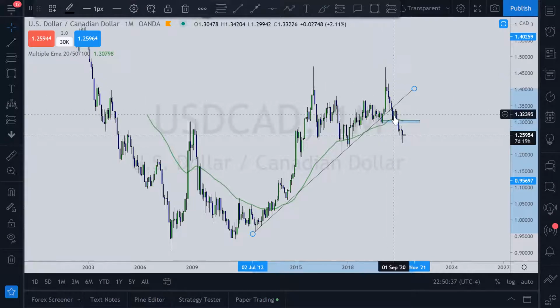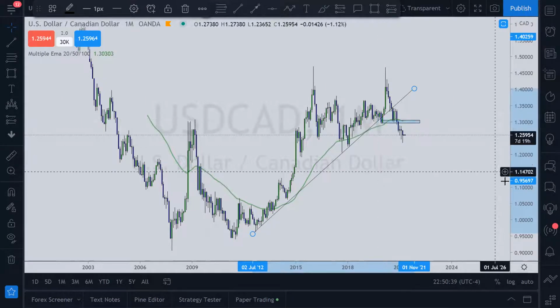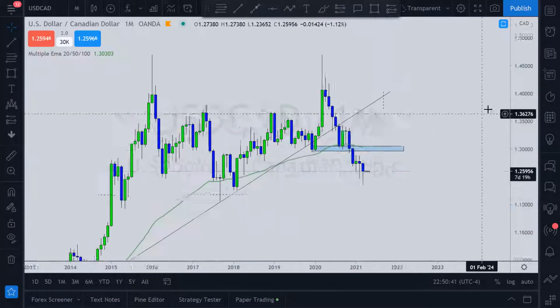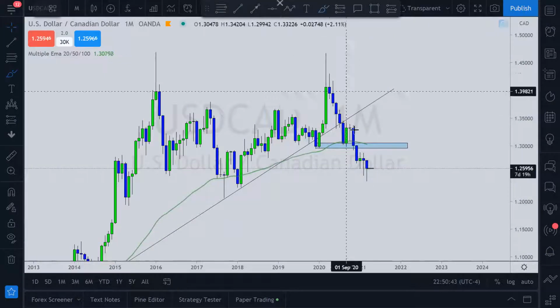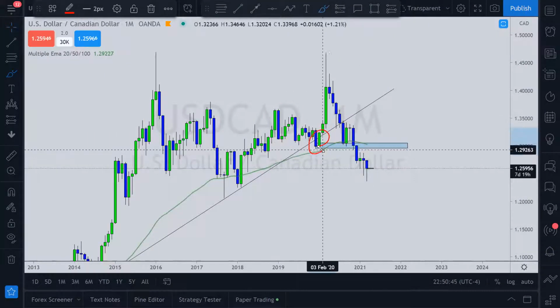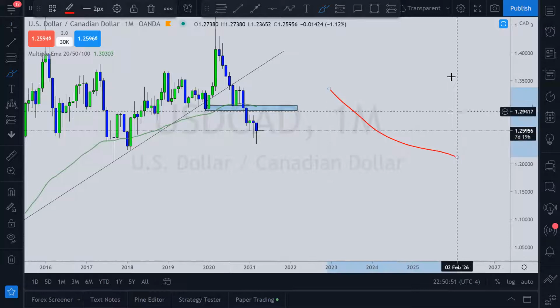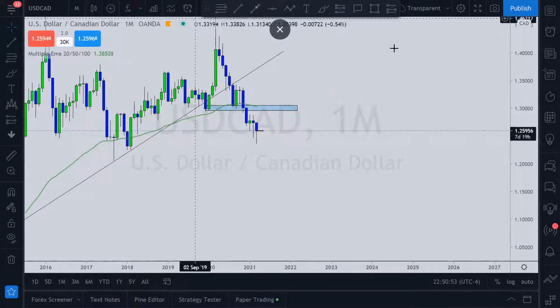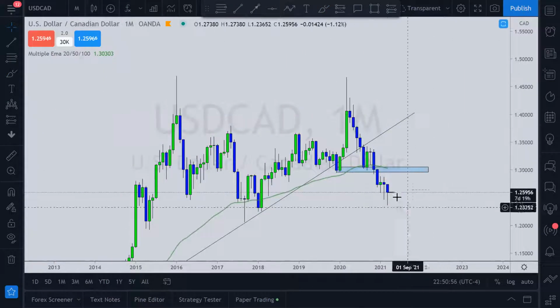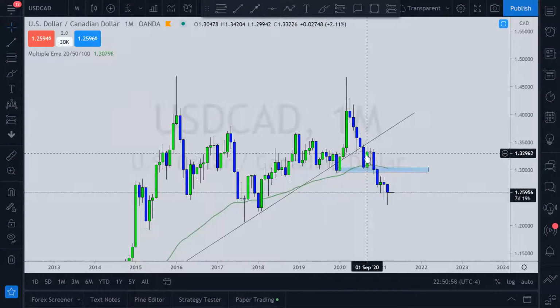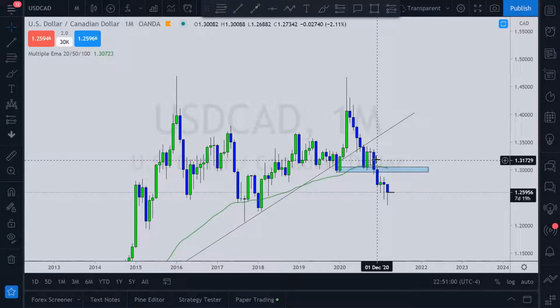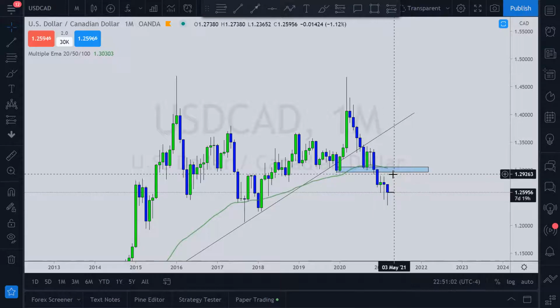And once we break this higher low, why am I working so small? Once we break this higher low, which was this higher low on the same level, I hate it when I do that. Then I'm looking for a retest of that higher low, and we may be coming towards that.